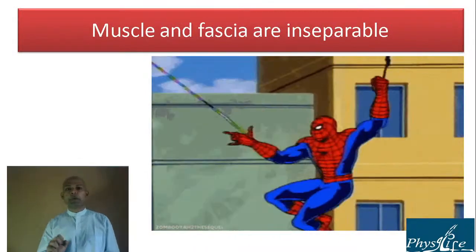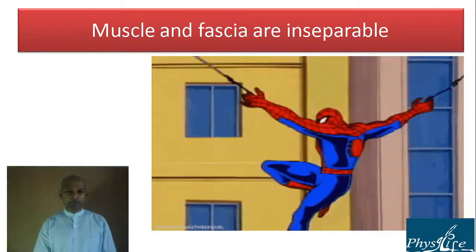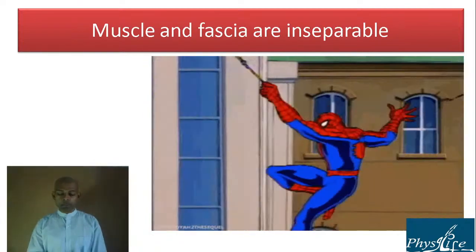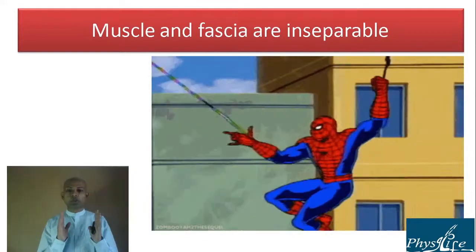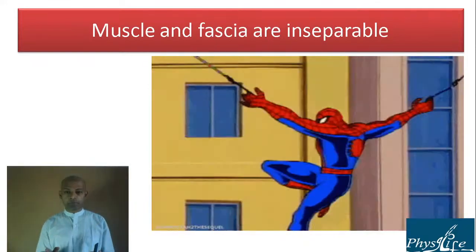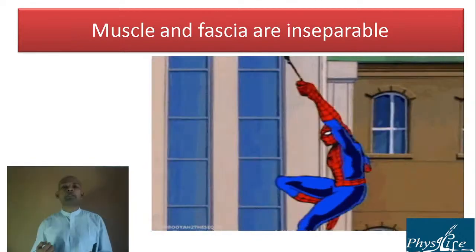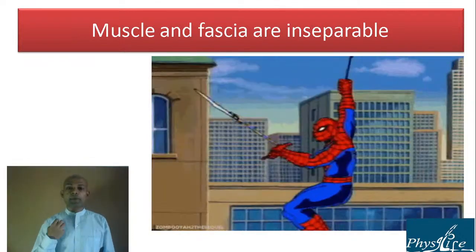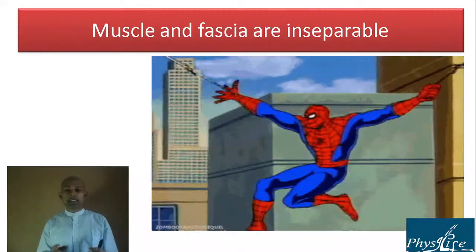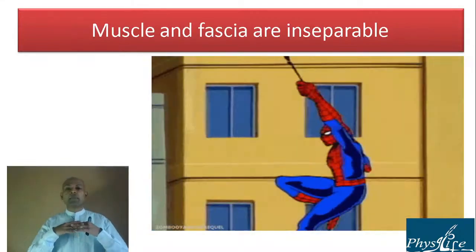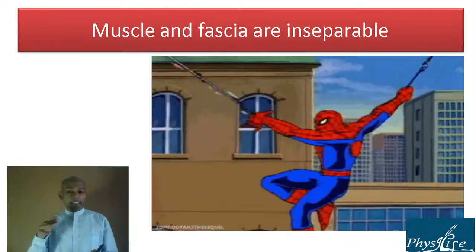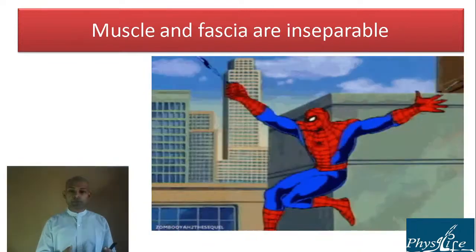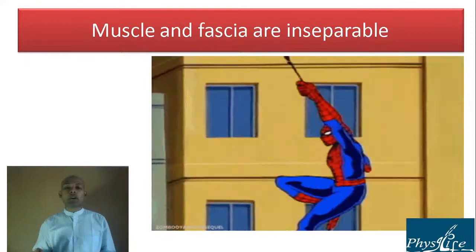So, for me, myofascia is like Spider-Man. And the reason for this analogy is that muscle and fascia together constitute myofascia. The muscle is the moving part of it, like Spider-Man himself. Whereas the fascia is the matrix, or the field, or the water where it moves, more like the web of the spider.